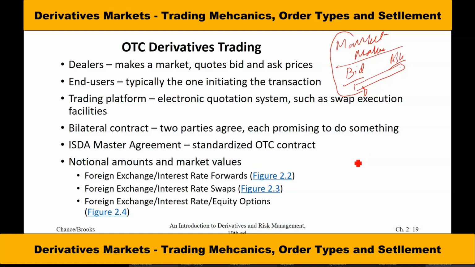So in a dealer's market, basically there are two parties to the transaction. One is the market maker or the dealer, and the other is the end user.